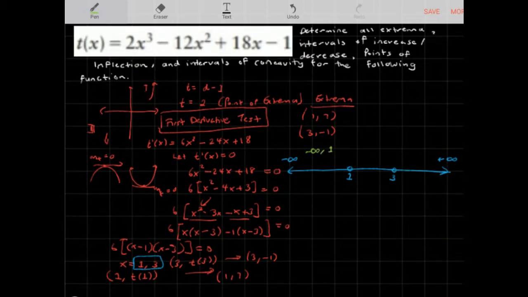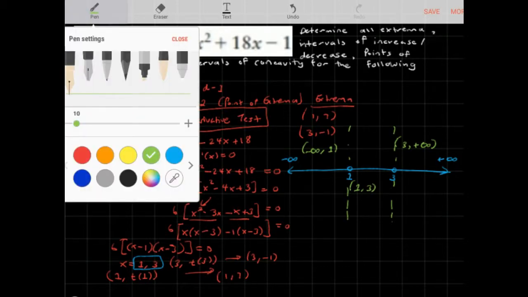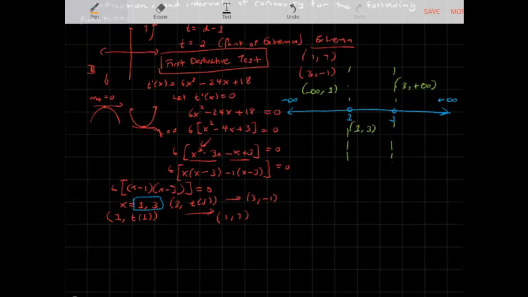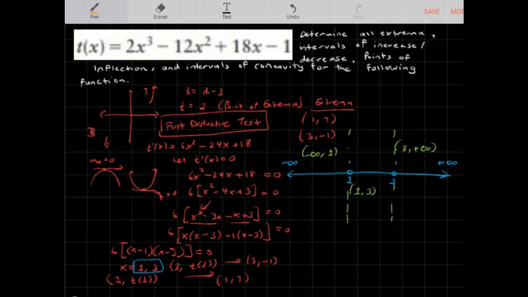We have negative infinity and 1, so this is one of our intervals. Then we have 1 and 3, that's the second interval, and the other interval here is 3 and positive infinity. Between each interval, we're going to plug in some points and test to see what our intervals of increase and decrease are using our first derivative test, right? So let's start with our first interval between negative infinity and 1.